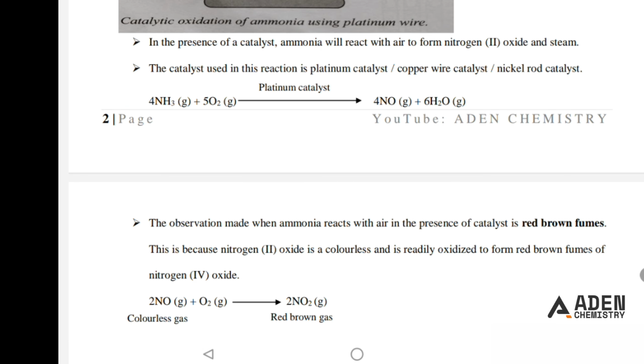So next we are saying the observation made when ammonia reacts with air in the presence of a catalyst is red-brown fumes. And the reason is that nitrogen 2 oxide is colorless and is readily oxidized to form red-brown fumes of nitrogen peroxide gas. So the equation for that reaction will be 2 moles of nitrogen 2 oxide gas, which is a colorless gas, reacting with oxygen gas, or oxidized by oxygen, to form 2 moles of nitrogen peroxide gas, which are red-brown fumes or which are red-brown in color.